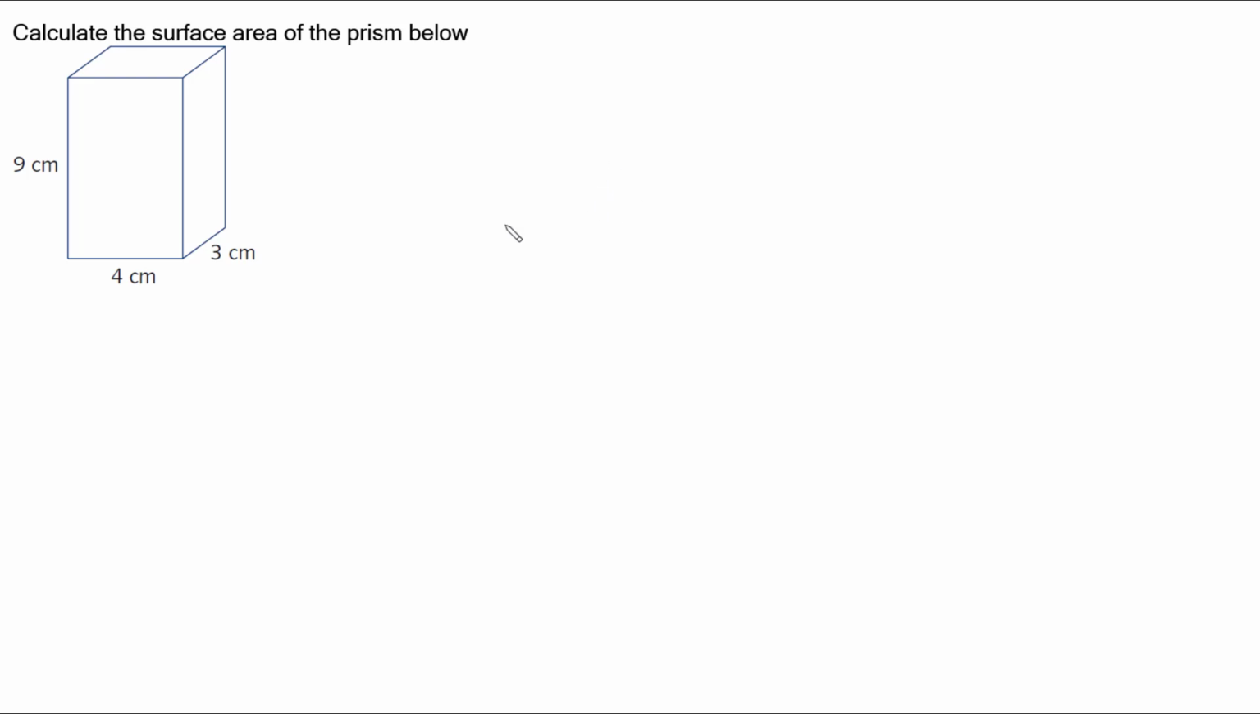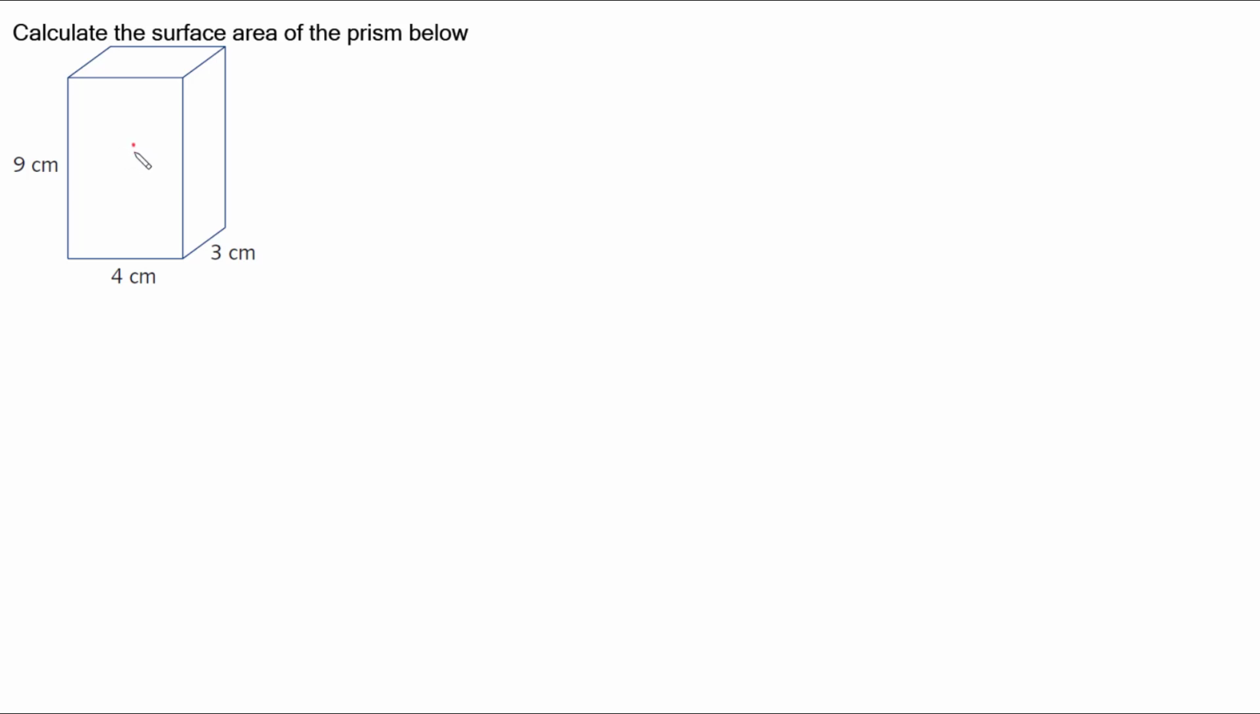Hi, in this video I'm looking at calculating the surface area of this rectangular prism. Now the surface area is the sum of the areas of all of the sides of the prism, or the object. So this prism, because it's a rectangular prism, is made up of several rectangles.